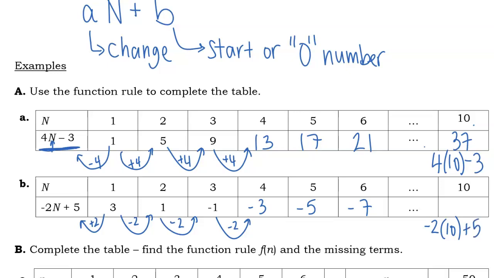So I kept the negative 2 the same. I put 10 in for the n. I kept the plus 5 the same. Negative 2 times 10 is negative 20. Negative 20 plus 5 will give me negative 15.